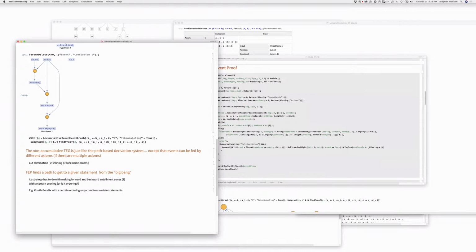Okay, so in any case, we've got a way to get from the Big Bang to a given statement. In general, I have no idea whether find equational proof has any hope of being able to generate multiple proofs. Also, Nick, I think you were trying to do this: if we can make something which does some approximation to find equational proof by doing the forward and backward entailment cones, and some kind of pruning of what things you look at there, because there can be a path, but the procedure of the automated theorem prover may never find it. Am I making sense? Yes.